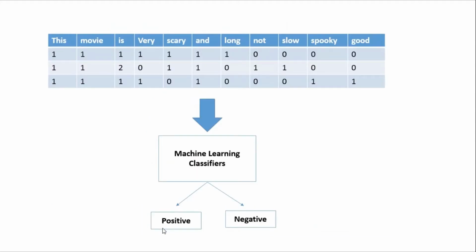After that we will have a matrix. The rows of this matrix contain the vector representations of the three reviews that we have seen. Each row is a sentence, and each column is a word or a feature. And then we can now feed this representation, or this matrix, into a machine learning model in order to train it.